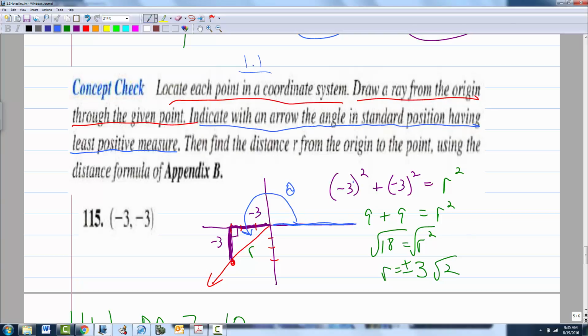So, where's -3, -3 located? Well, it's already here. -3 goes left 3, and then down 3. By the way, how does a coordinate go? X comma y or y comma x? What's the order? X comma y.